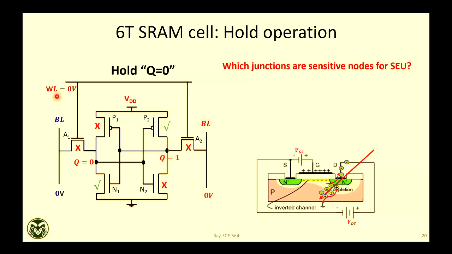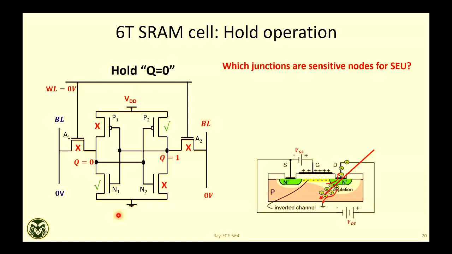For example, here, if you look at this SRAM cell, it is holding 0. This is your Q node, which is holding 0, right? And Q bar is holding 1. This is the state during the hold position. Now tell me which junctions are critical. Because if this PMOS is hit, this NMOS is hit, maybe not everybody will be upsetting this cell. So that's why you need to understand the charge dynamics.